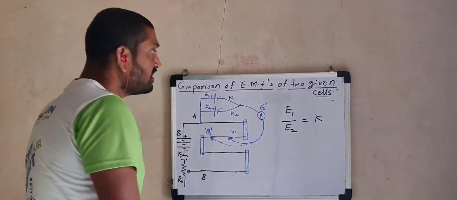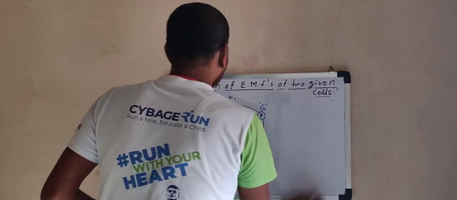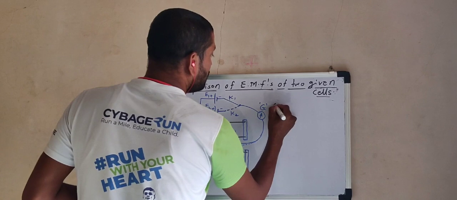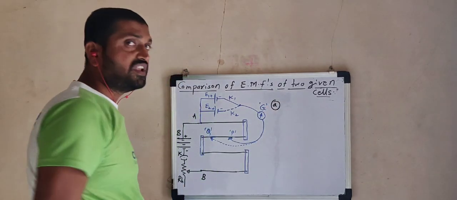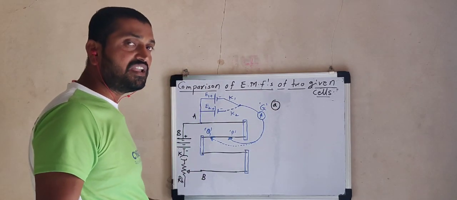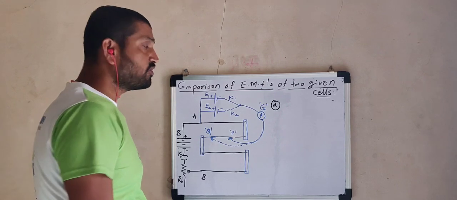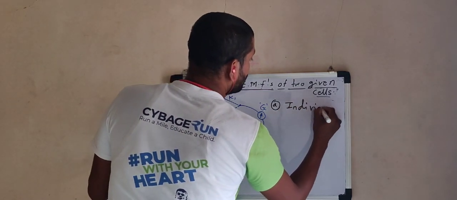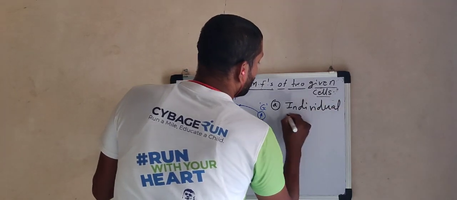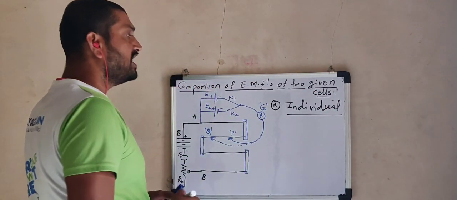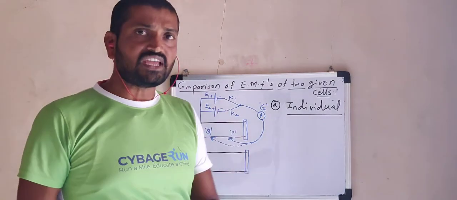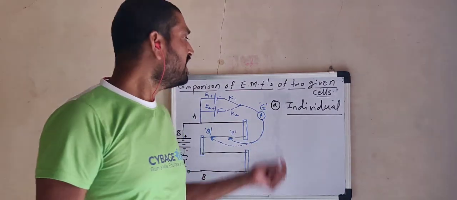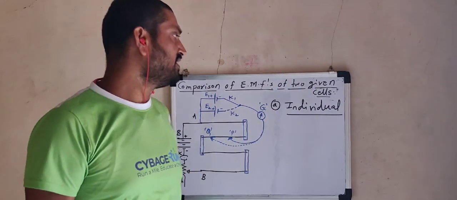So let us start with the comparison of EMF by using the first method, called the individual method. There are two methods. One is the individual method and the second one is the sum and difference method. Both methods we are going to discuss. First of all, we are going to consider the individual method. What do you mean by individual method? In it, we consider the two cells across the potentiometer separately, individually. Hence the name individual method.